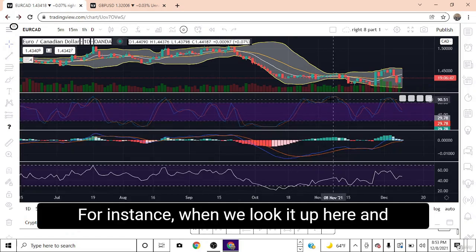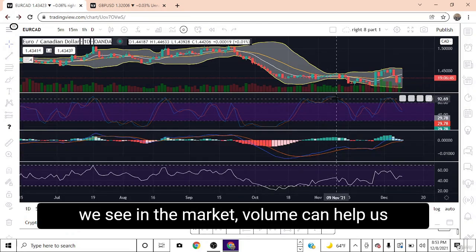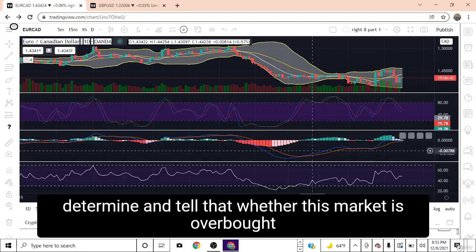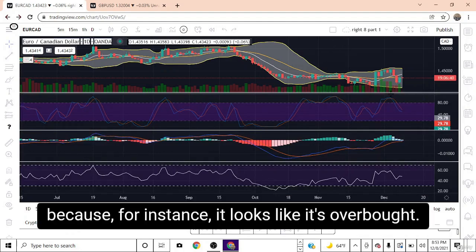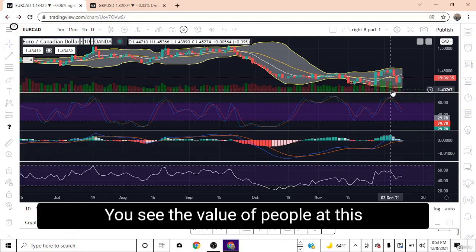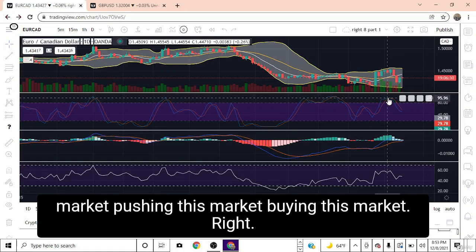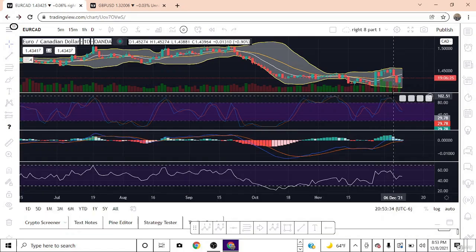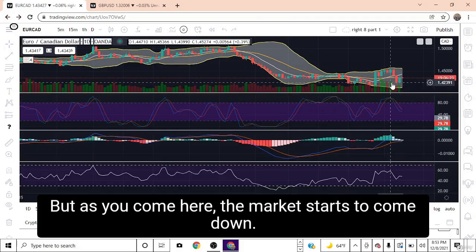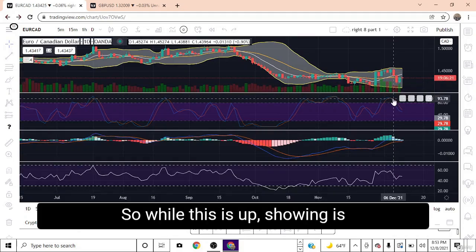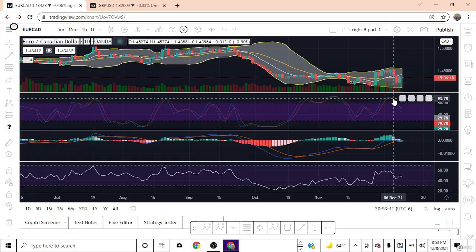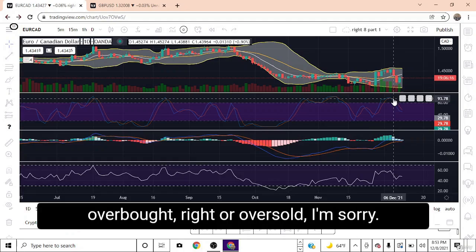For instance, when we're looking up here and we see in the market, volume can help us determine and tell whether this market is overbought. Because, for instance, you see the volume, it looks like it's overbought. You see the volume of people at this point. There's a lot of people in this market, pushing this market, buying this market, right? But as you come here, the market starts to come down. So while this is up, showing it's overbought, right, or oversold, I'm sorry.